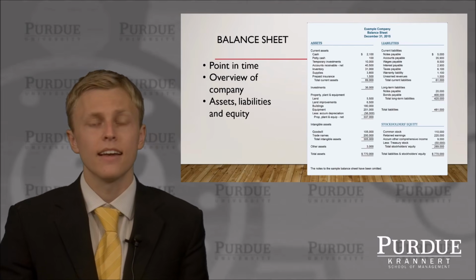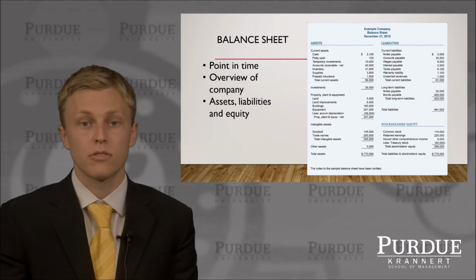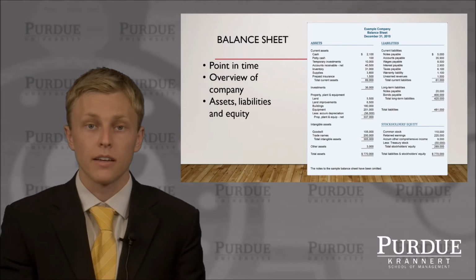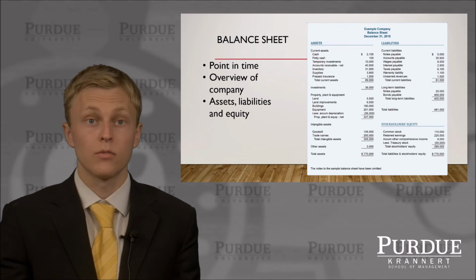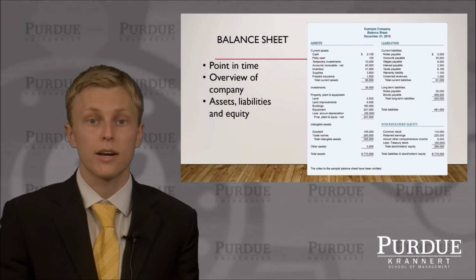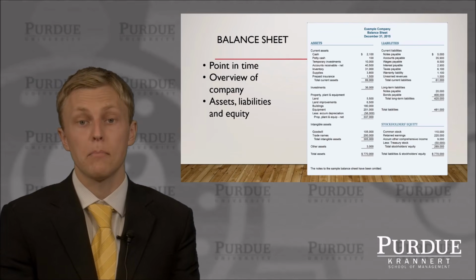Now, equity is all of the things that are how much the company is worth. So it's going to be retained earnings, stockholders' equity, anything that shows how much a company is worth. So the basic accounting equation is assets equals liabilities plus equity. So that's all reflected in the balance sheet.